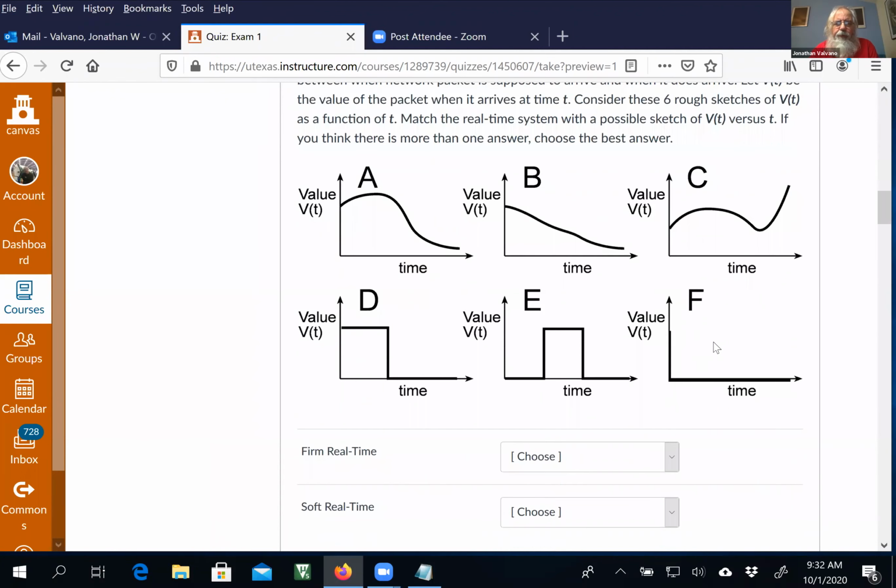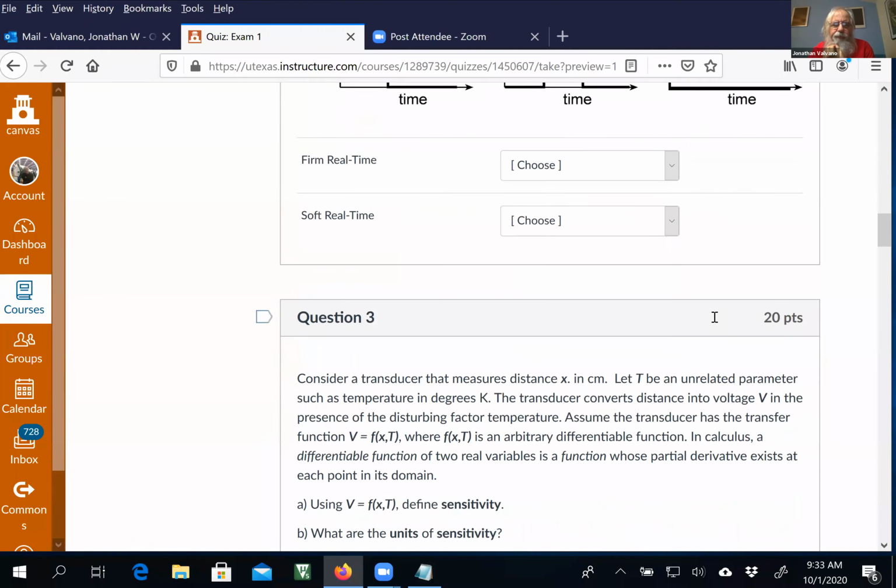I went back, and three of you put firm for F. I assume you knew what the right answer was, but I was looking for your understanding that in a firm real time system, you can allow packets to show up late, but if they show up too late, they have no value. And that was D and not F. I just assume those of you who got that wrong didn't understand what time zero meant. So I took half the blame on that one.